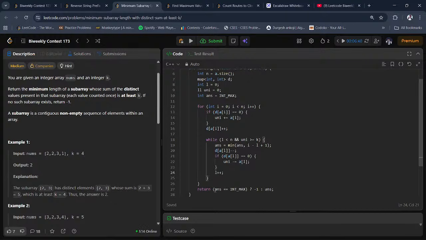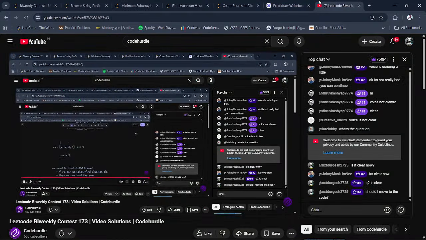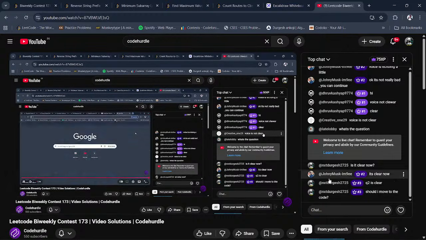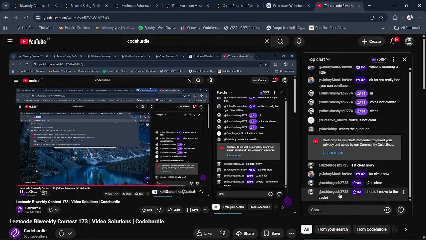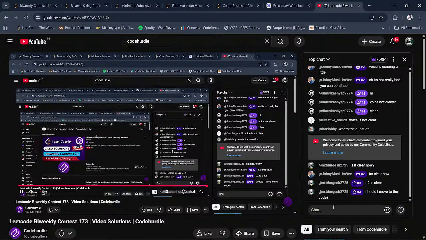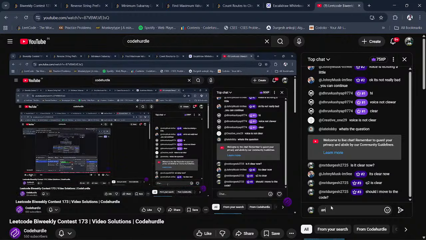When can I say my answer is -1? When I didn't find any subarray, when this thing never happened, the answer would be -1, right? Or you can say the sum of distinct values in the array is less than k. This is the same thing, right? Any questions, or should I move to the third question? Any questions?